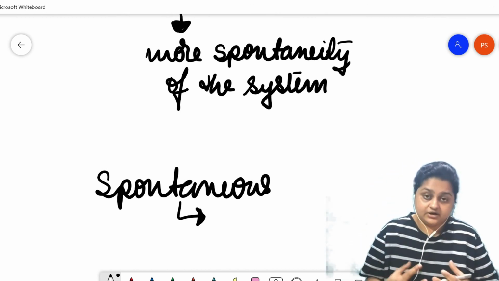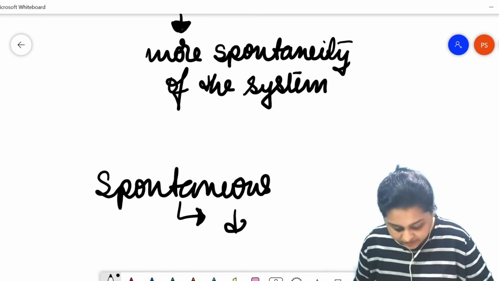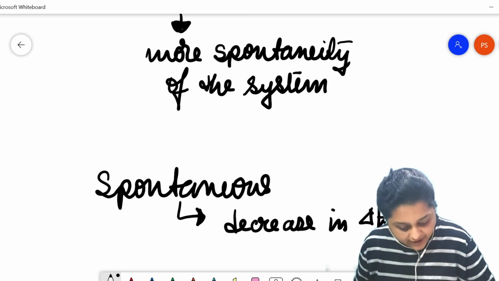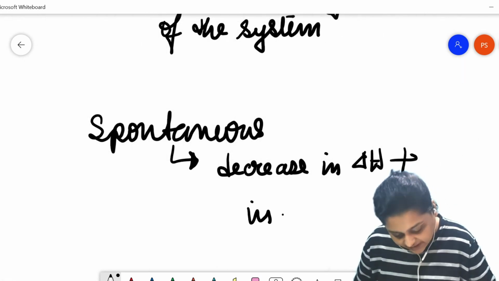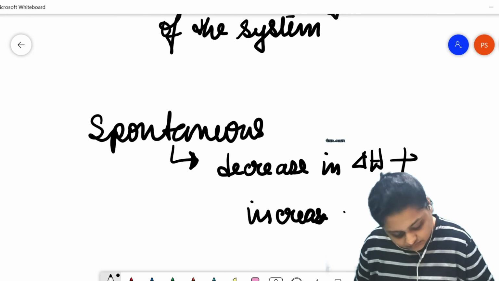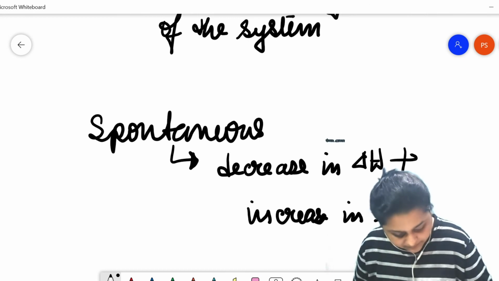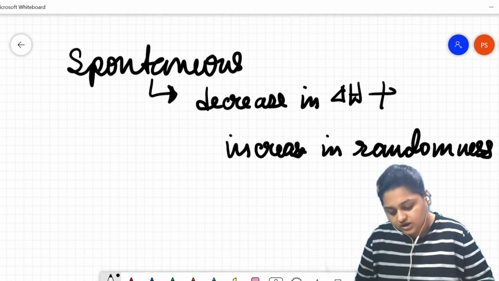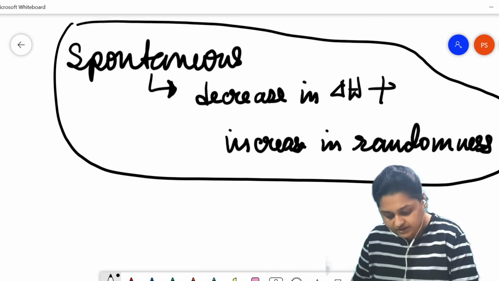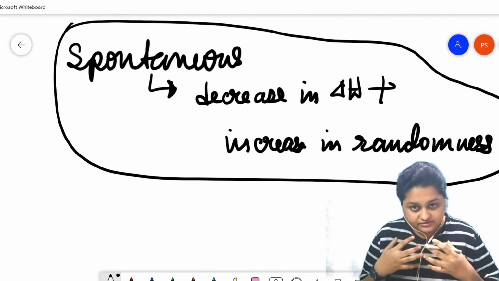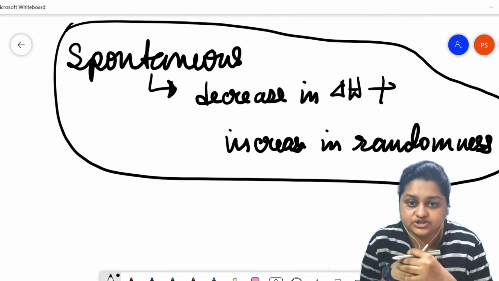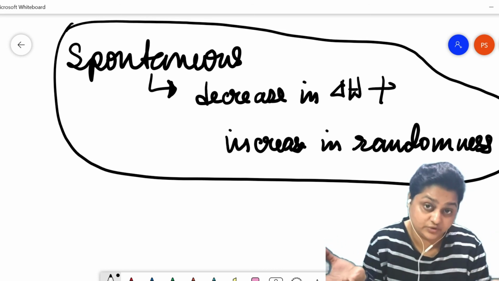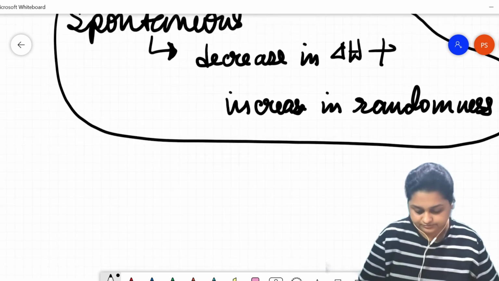both factors, combining both the factors, that is decrease in delta H value and increase in the randomness value. These two, by combining together, will provide a theory which can determine whether a process is going to be spontaneous or non-spontaneous. Let's see how.